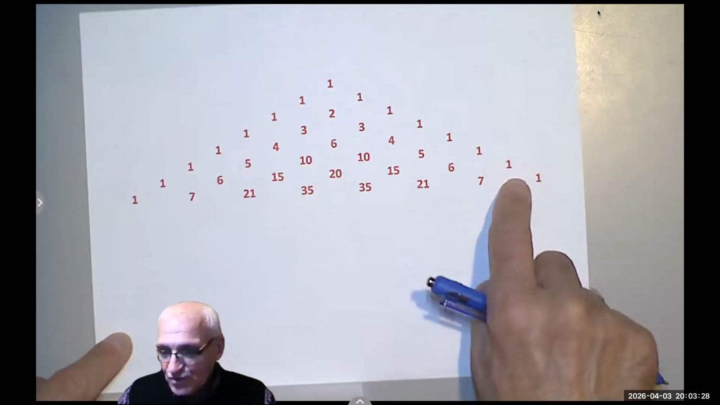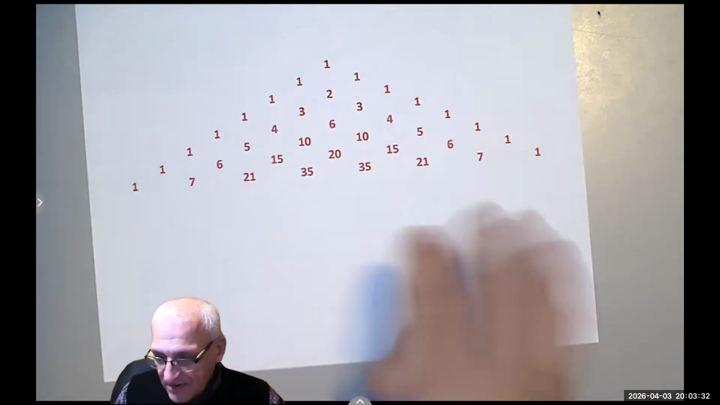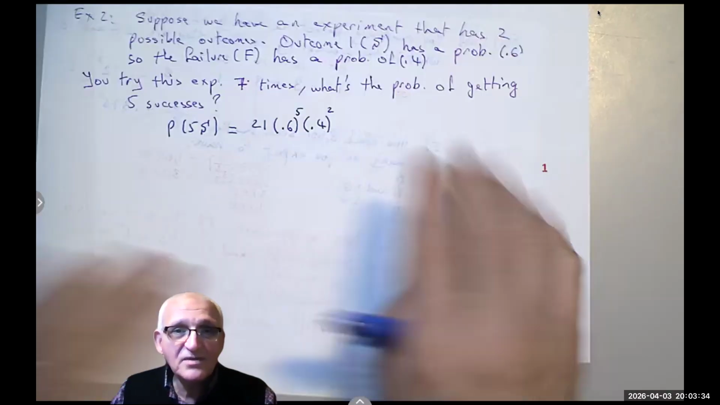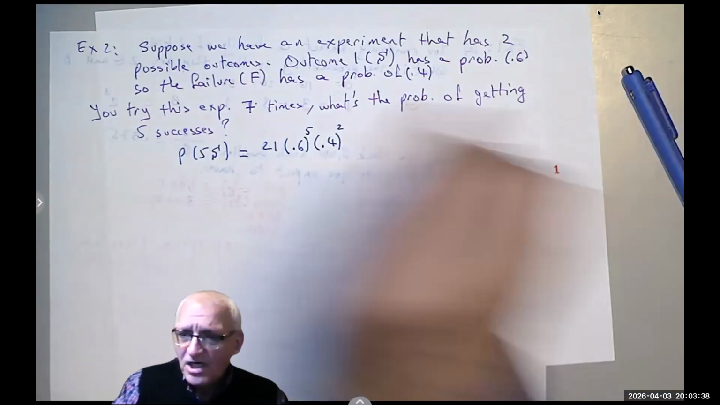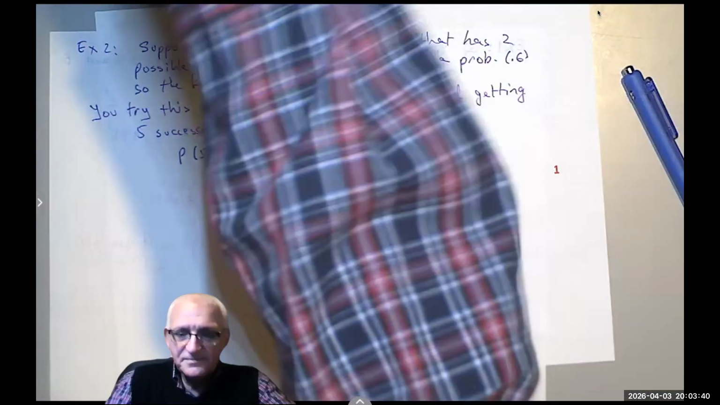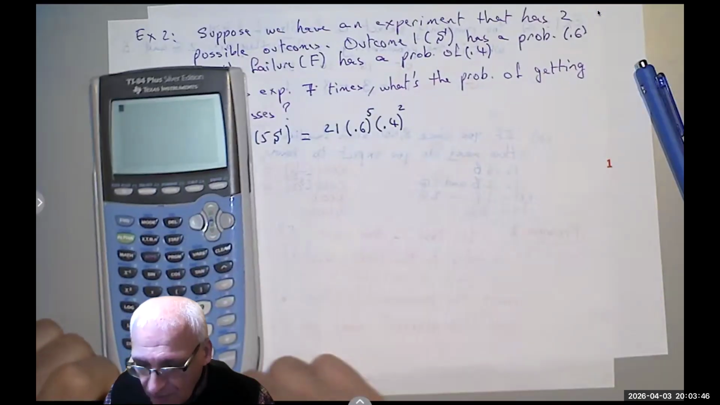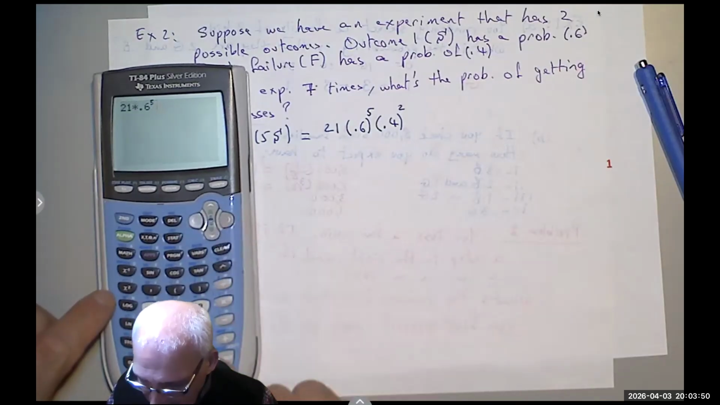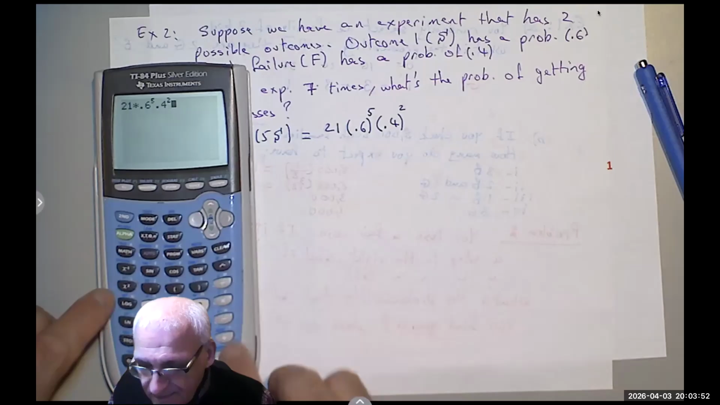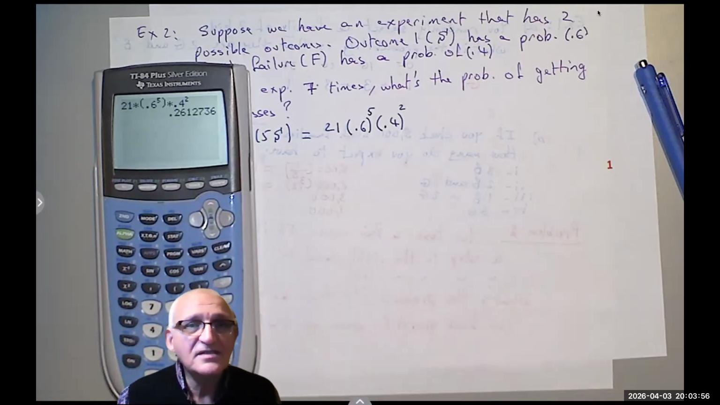And you don't need to do any exponentiation if the likelihood of the two outcomes are equally likely. But if they are not, just use your calculator and say 21 times 0.6 to the 5th times 0.4 squared equals 0.261, roughly 26%.